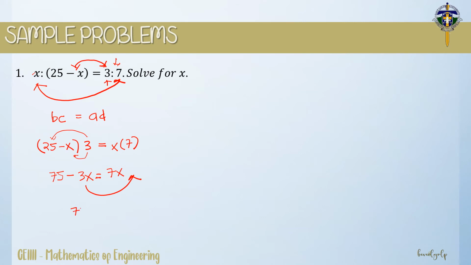So this becomes 75 is equal to 7x plus 3x. So that becomes 75 is equal to 7 plus 3, that is 10x. So divide both sides by 10. Cancel, cancel. X now becomes 7.5. So this is now our answer.